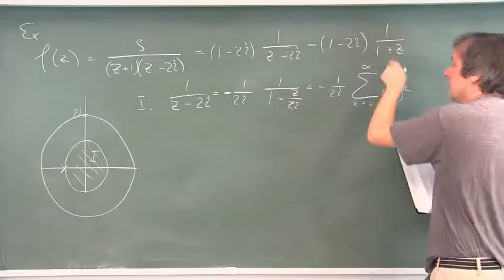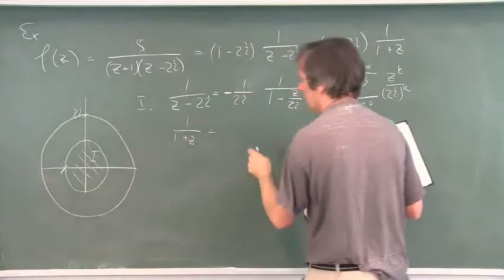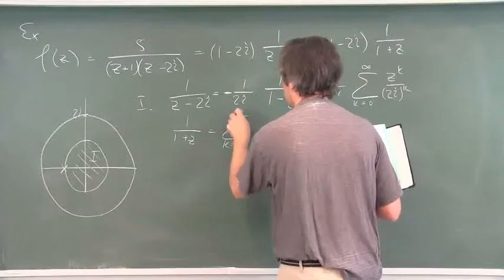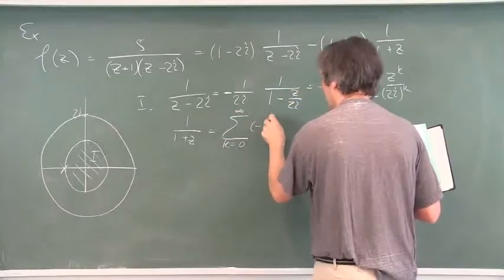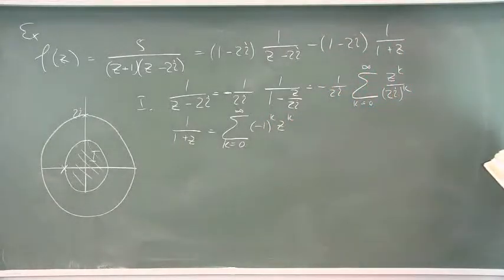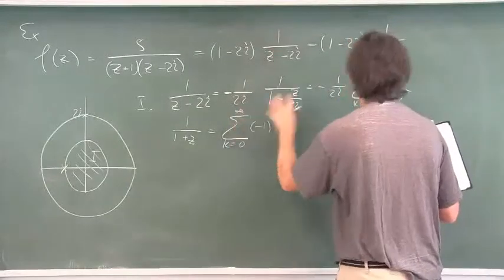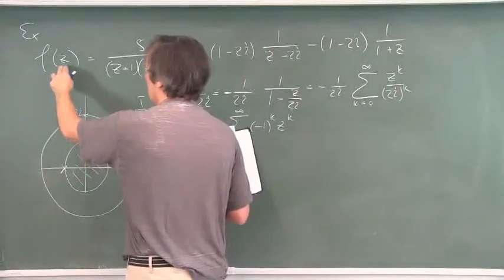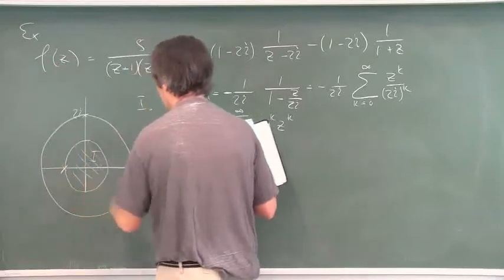And here, instead of 1 over 1 plus z, well, this you can directly expand as the sum where k goes from 0 to infinity of minus 1 to the power k times z to the power k. So if you insert this expression here and this expression here, you'll get the Laurent, well, in this case, the power series for the function in this region here now.